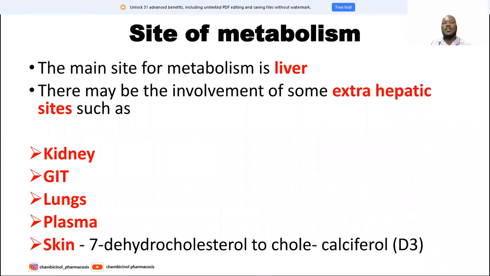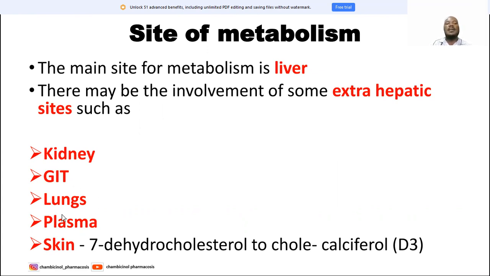As you have seen, in the process of metabolism there is a primary site responsible for the metabolism of the drug, which is the liver. So whenever metabolism takes place apart from the liver, this is considered extrahepatic metabolism, meaning it takes place in other organs apart from the liver. Some of the drug will be metabolized in the kidney, for example vitamin D. Some of the drug is metabolized in the GIT, for example penicillin and insulin.